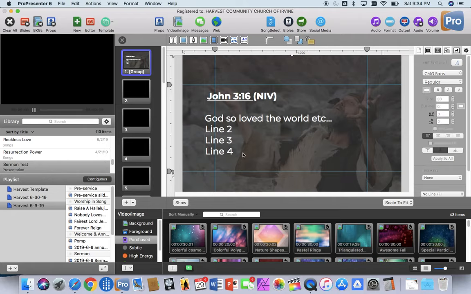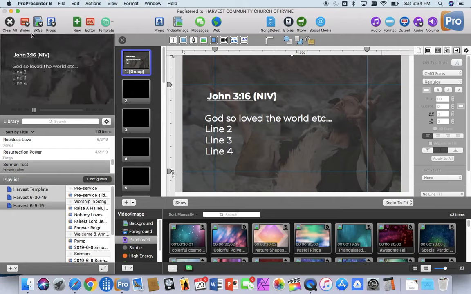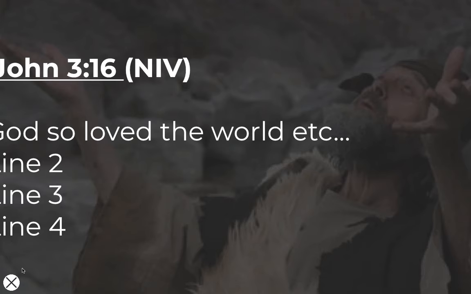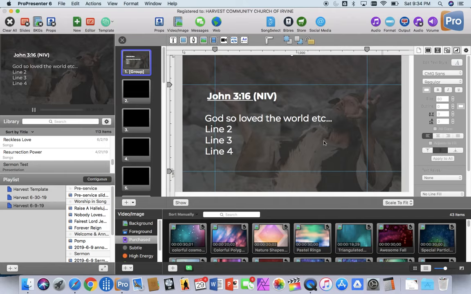You can always test how it looks by hitting this button called Show. See that? So you can see what it looks like. Or if you want to make it bigger, hit the output button. But again, depending on the size of your computer screen, you may not be able to see the whole thing. So look over here. So that's your sermon slide.